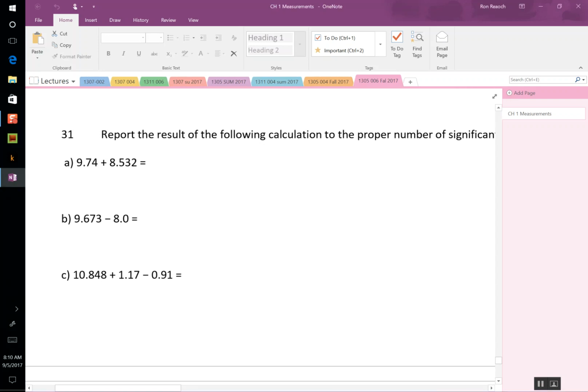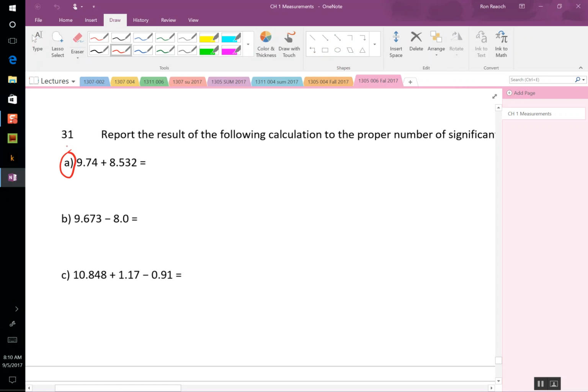So let's look at number A right here, and let's line this up. We've got 9.74 plus 8.532. We're adding these up, and what we want to ask ourselves right now is, when I add them up, what is the appropriate level of accuracy to report the answer?